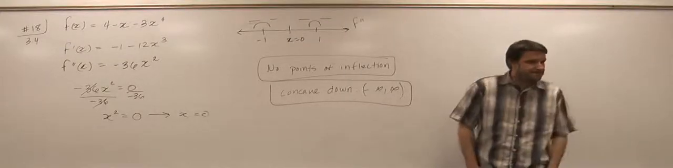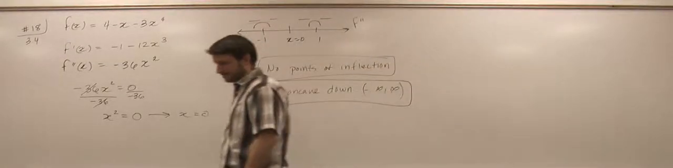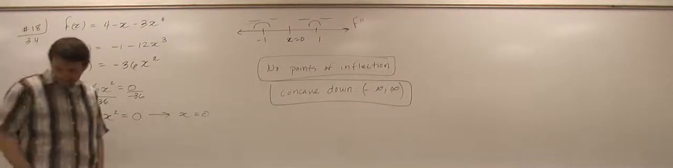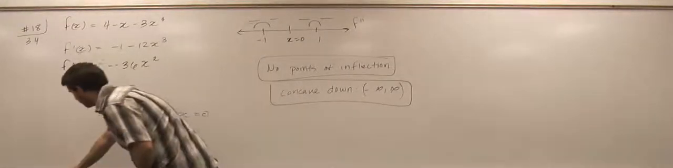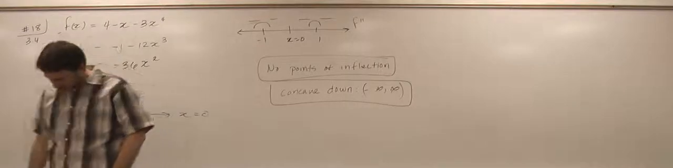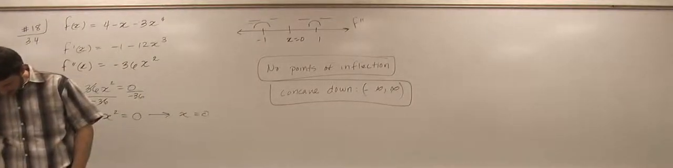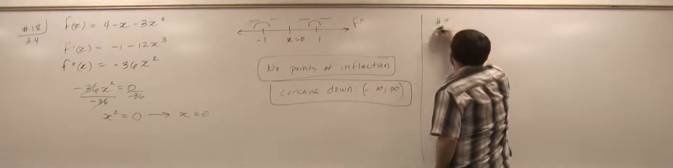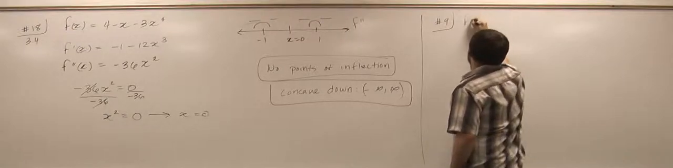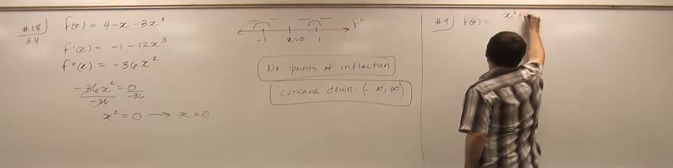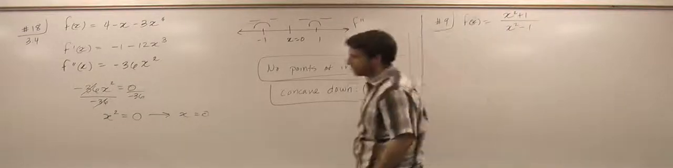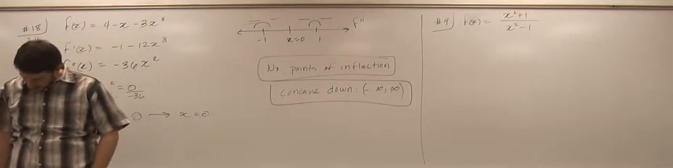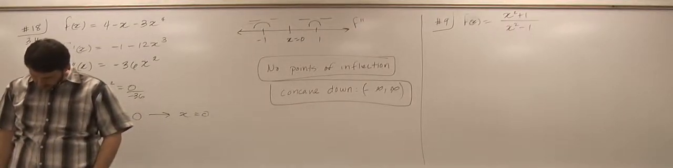Do one where you have the product rule, like, number 9. Okay. So number 9 looks like it gives you f of x equals x squared plus 1 over x squared minus 1. And then it says, I think the same kind of thing: determine the open intervals on which the graph is concave upward or concave downward.